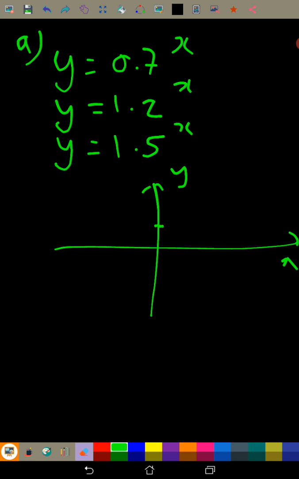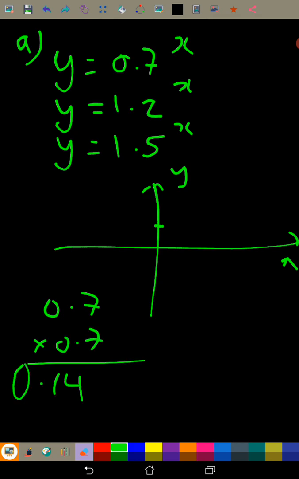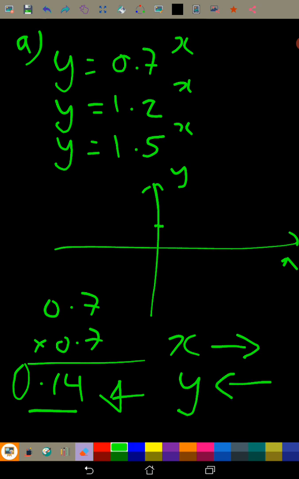So what happened? 0.7 times 0.7, let's try this times 2. This is going to be 0.49. So this one is getting smaller, right? When x increases, y is becoming less. So it's going to be like this, and y is equal to 0.7^x, right? Now let's look at the other one.